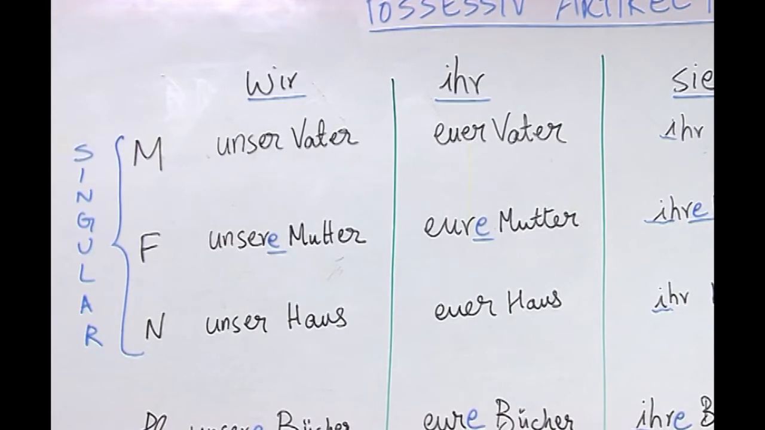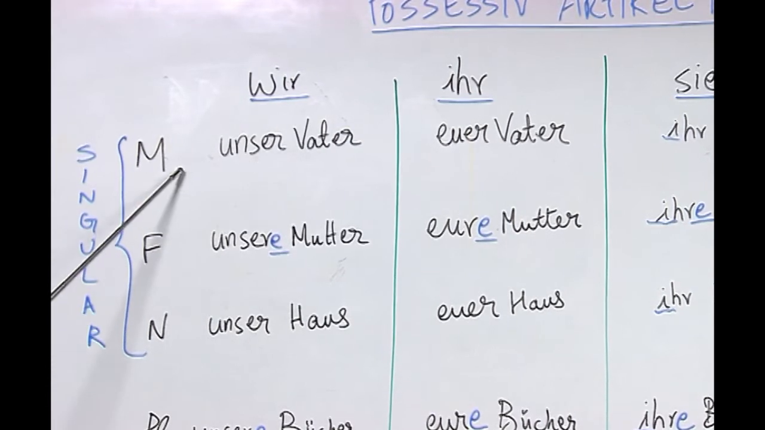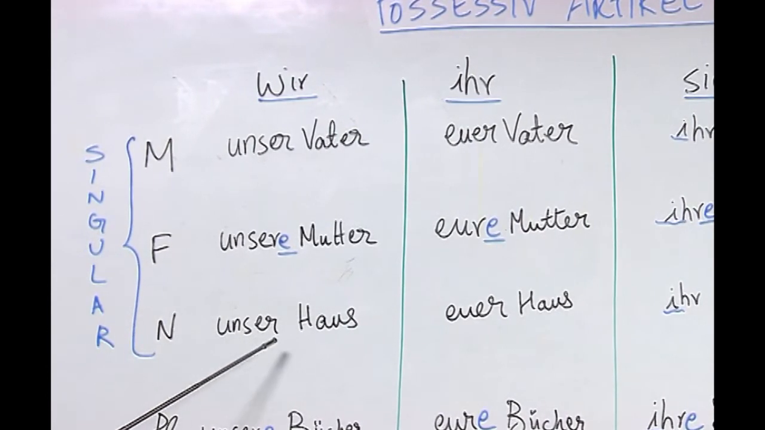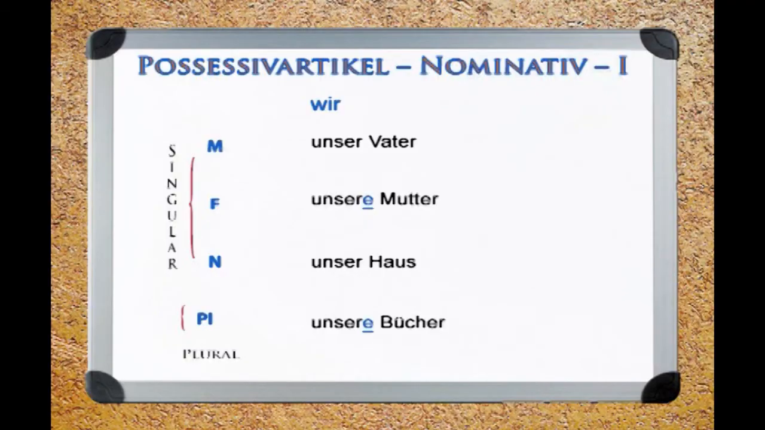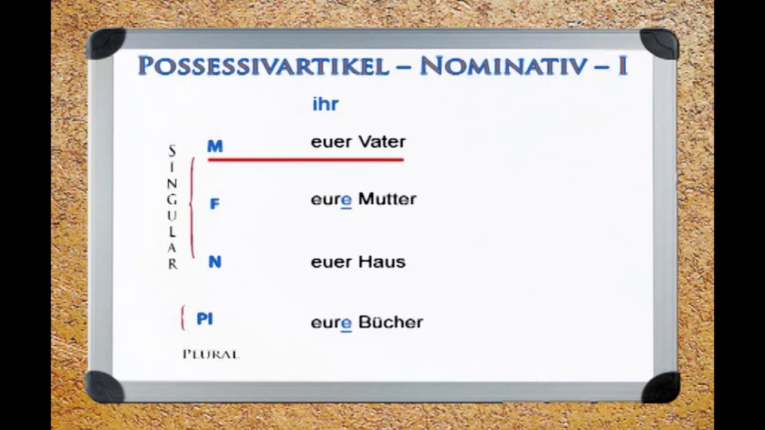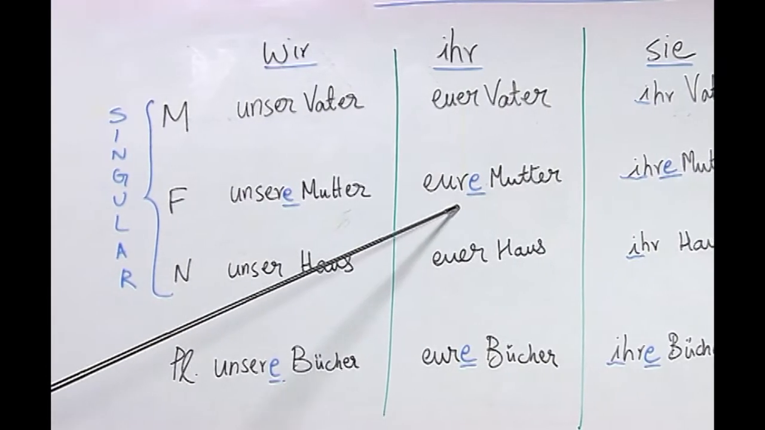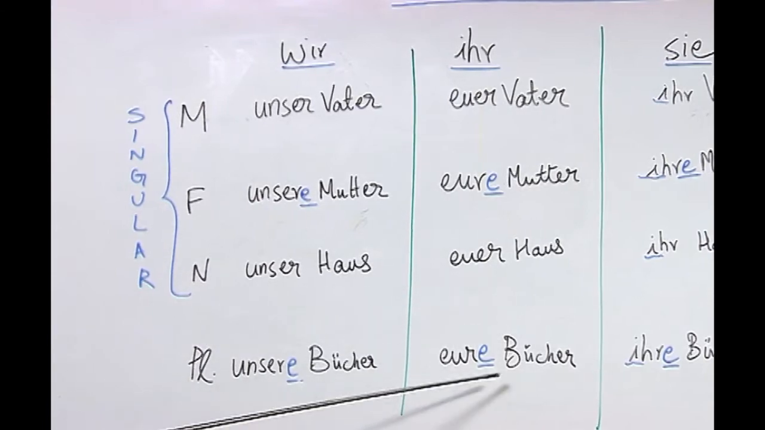Like for the other pronouns, here also, as you can see, for masculine and for neutral, there are no endings. However, for feminine and for plural, we have the ending e or a, which you already know is also the case for the pronouns in singular. So, the same concept is applied here. Likewise, if you see, for the plural pronoun ihr, the possessive article is euer Vater, eure Mutter, euer Haus, eure Bücher. Here, the ending also for feminine as well as for plural is e.